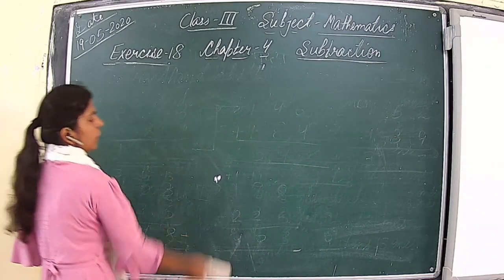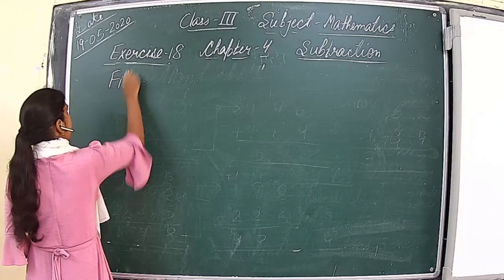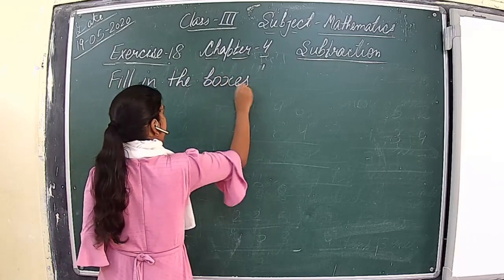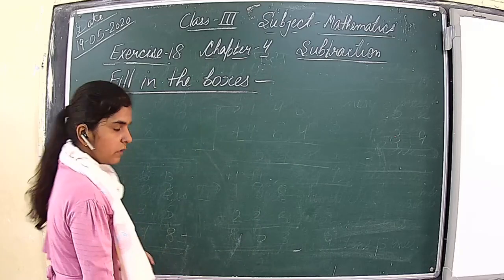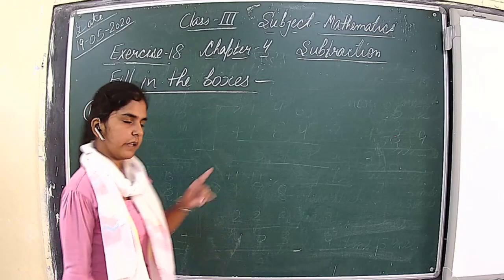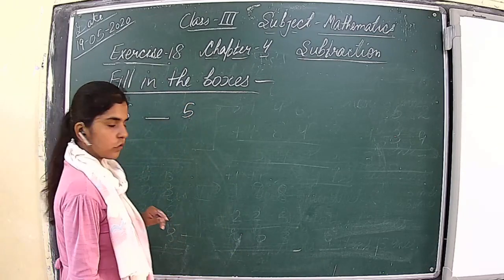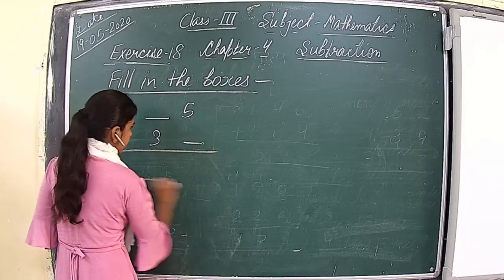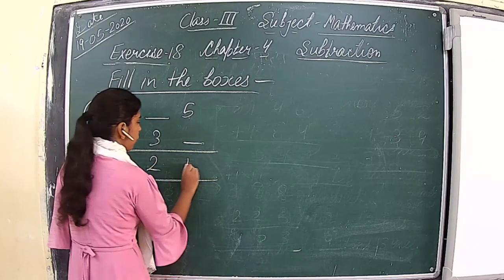Question number 19, fill in the blank. Fill in the boxes. Okay? So let's start question number 19. 6 dash 5. Okay. Next 4 3 dash minus, here is dash 2 4.